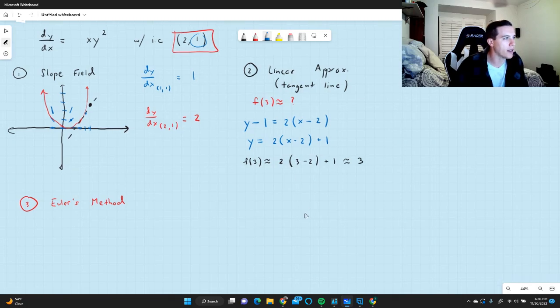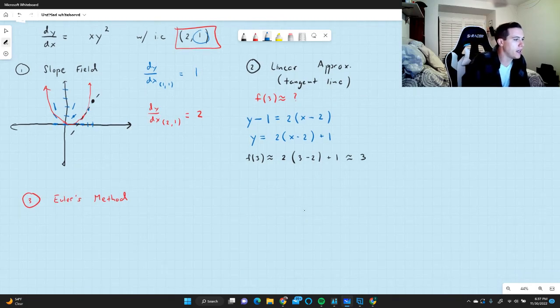And here's how I like to describe the formulas. I say to get the new x coordinate, you use the old x coordinate plus what we call h. What is h? h is the step size. We'll talk about that in a minute.